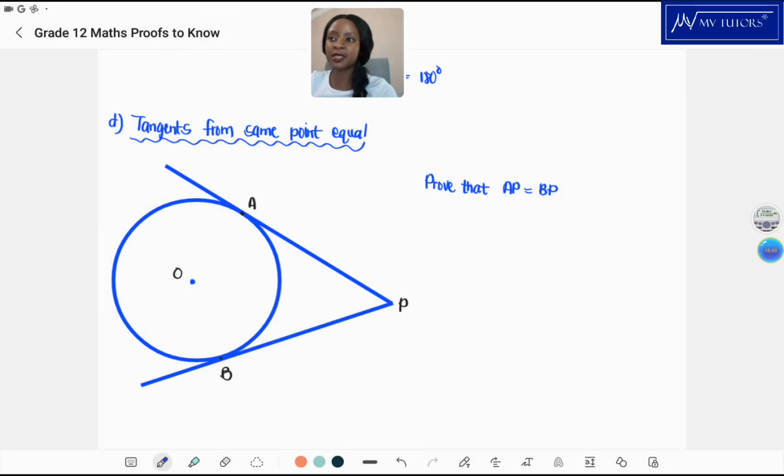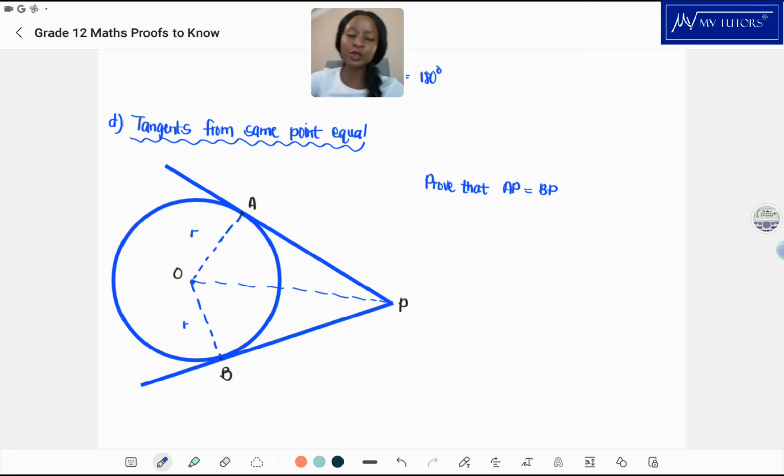All right, so the fourth one we're going to look at, tangents from the same point are equal. Okay, so let's just do a little bit of construction over there. So we have OA, which is pretty much the radius, and we have OB, also being a radius. And then we have OP.